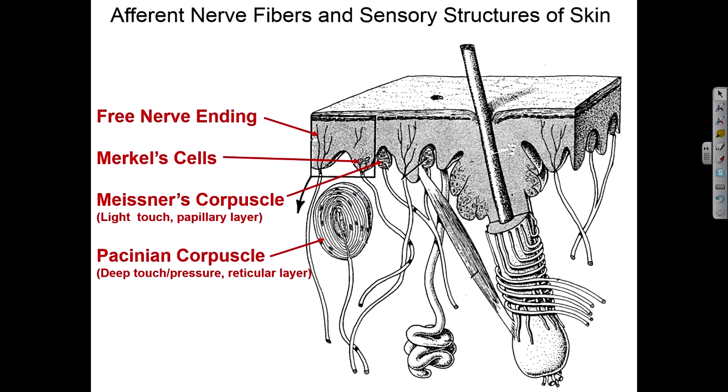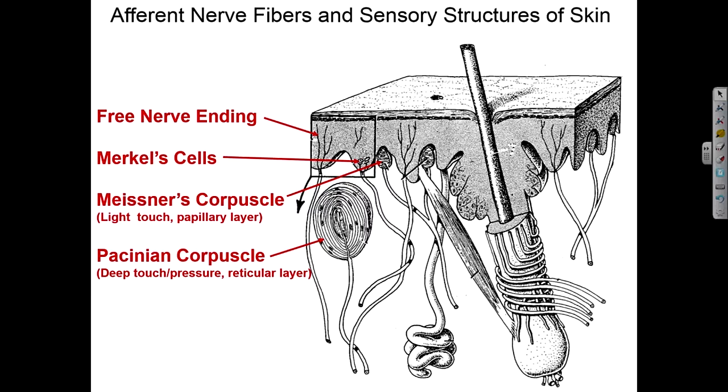Okay, so there are different sensory structures in the dermis. There's the Meissner's corpuscles that occur in the papillary layer, and these are associated with light touch, very light sensation, okay? Then there's Pacinian corpuscles that look in cross-section like a sliced onion. These are deeper down in the dermis, and these are associated with more pressure-associated sensation.